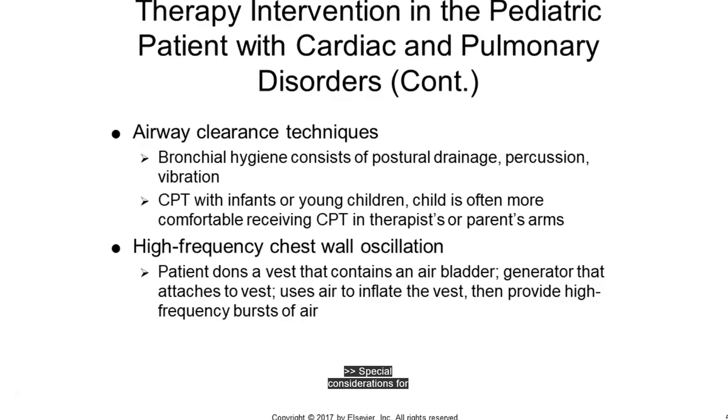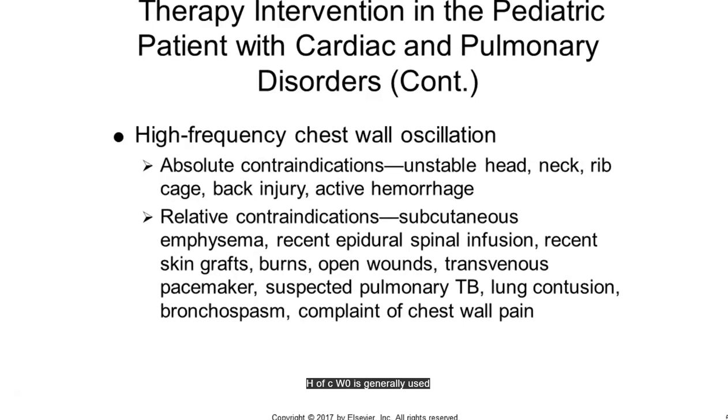Special considerations for treating children is that Trendelenburg should not be used in children younger than 2, and children with CF may reflux and aspirate without observable signs with postural drainage when in Trendelenburg, so many CF clinics discourage its use. HFCWO is generally used in children 2 and older in CF clinics, and absolute contraindications are unstable head and spinal or rib cage injury or active hemorrhage. Relative contraindications are subcutaneous emphysema, recent spinal infusions or skin grafts, burns, open wounds, bronchospasm, TB, pacemakers, or chest wall pain.